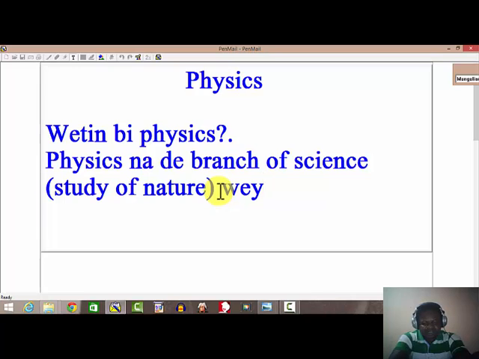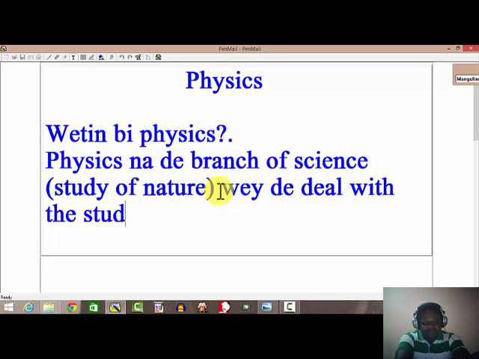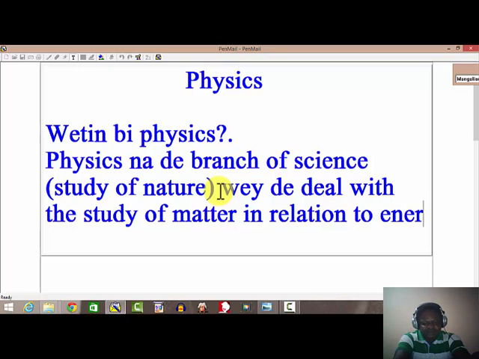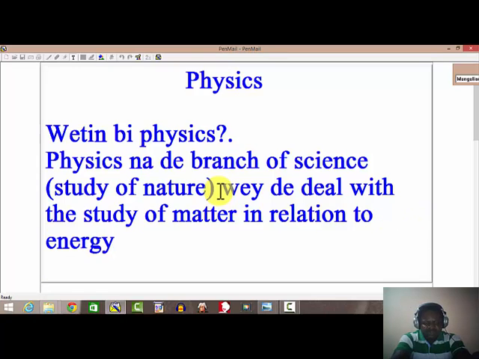wey dey deal with the study of matter in relation to energy. Physics na the branch of science, which I said many times before. When I say science, just know say na the study of nature, wey dey deal with the study of matter in relation to energy.